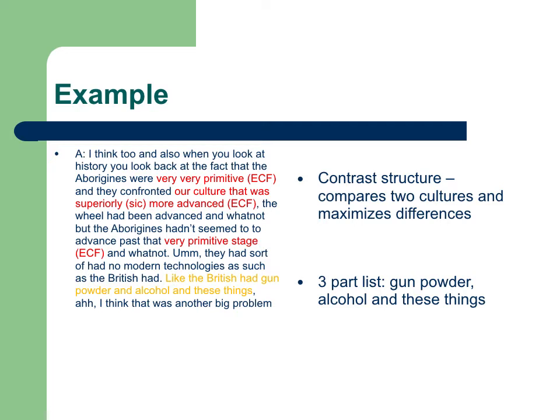Now here's a response from one of the participants, participant A. I think too, and also when you look at history, you look back at the fact that the Aborigines were very, very primitive, and they confronted our culture that was superior, I'm not sure that's a word, superiorly more advanced. The wheel had been advanced and whatnot, but the Aborigines hadn't seemed to advance past that very primitive stage and whatnot. They had sort of had no modern technologies as such as the British had. Like the British had gunpowder and alcohol, and these things are. And I think that was another big problem.